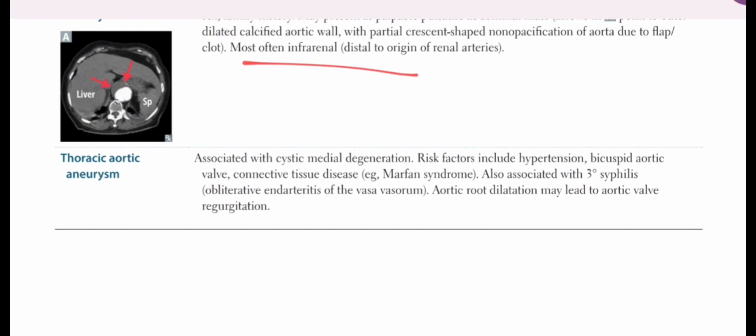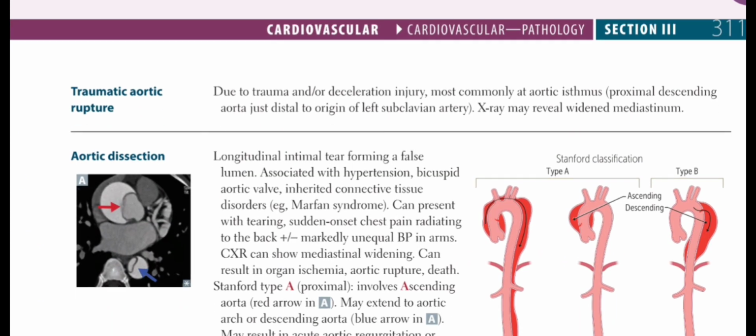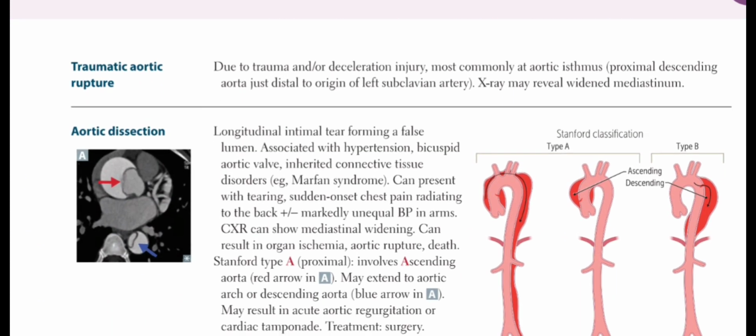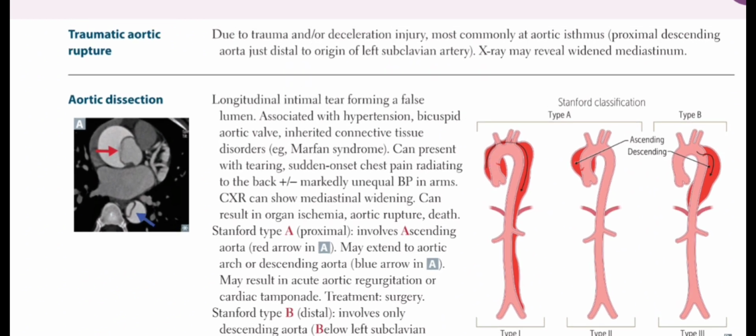Then we have thoracic aortic aneurysm, which is associated with cystic medial degeneration. The risk factors include hypertension, bicuspid aortic valve, or connective tissue diseases. It is also seen in tertiary syphilis. Then we have the traumatic aortic rupture, which is due to trauma or deceleration injuries such as car accidents, most commonly at the aortic isthmus. The aortic isthmus is the proximal descending aorta just distal to the left subclavian artery origin. It presents with widened mediastinum, which is again the characteristic finding of traumatic aortic rupture.